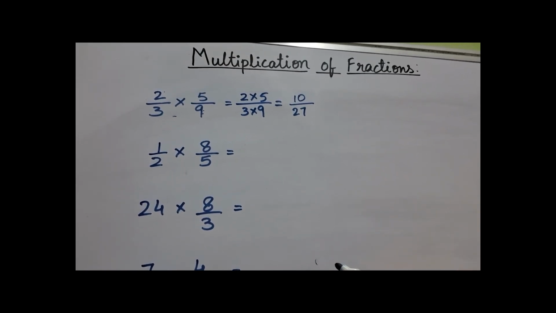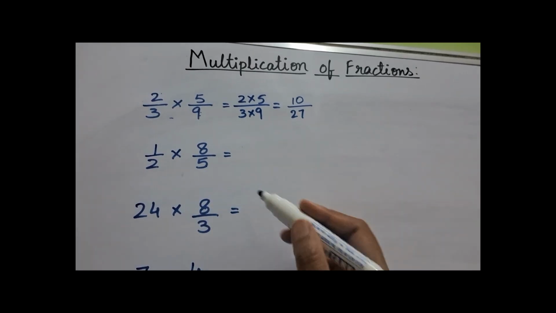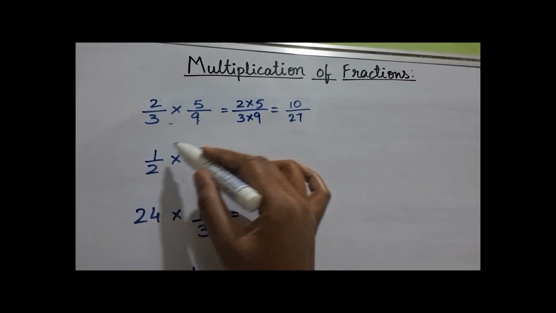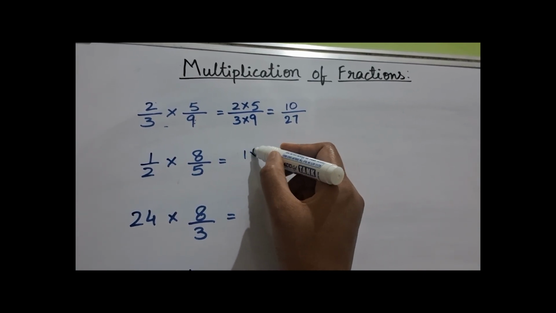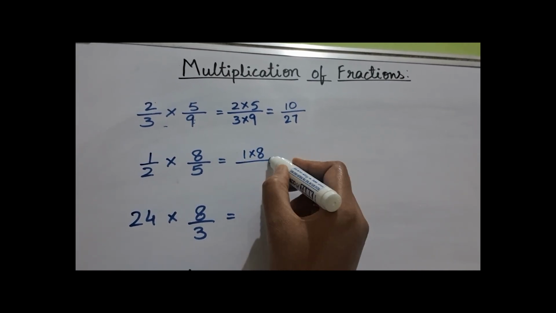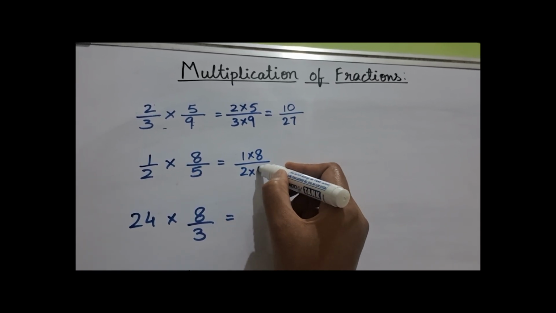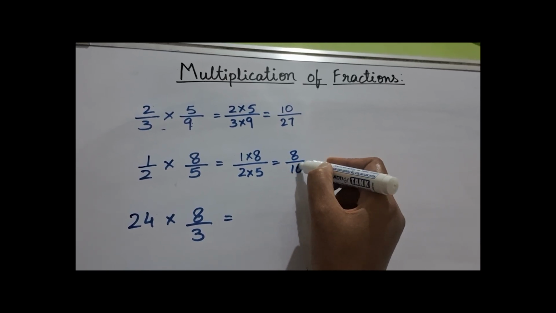Coming to the next one, children. Here 1 by 2 is multiplied by 8 by 5. Okay. So here we can do numerator into numerator, that is 1 into 8, and write in the numerator place, and denominator into denominator, write in the denominator place, which is equal to 8 by 10.